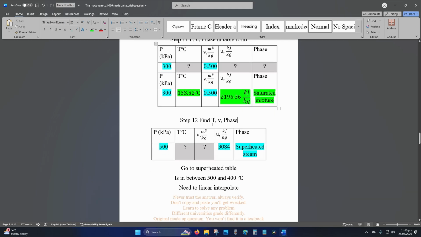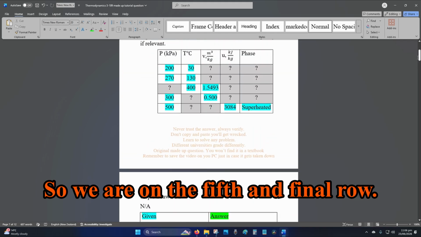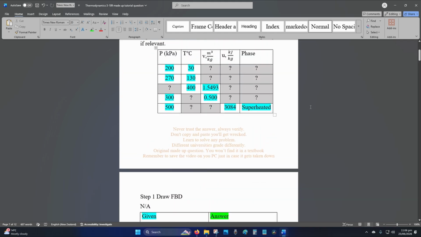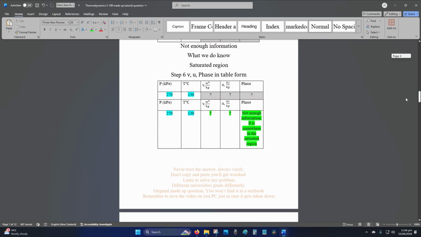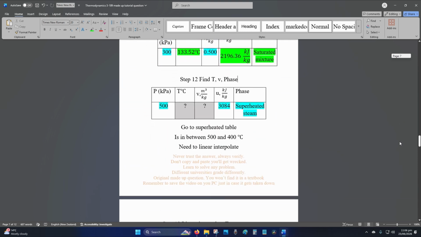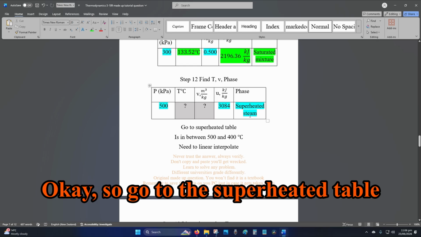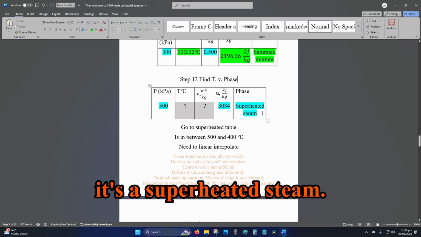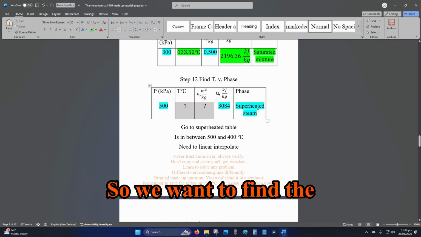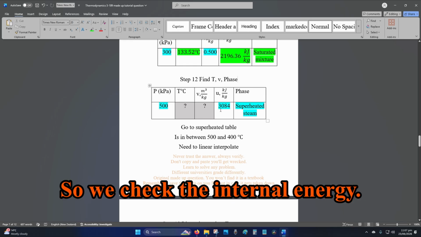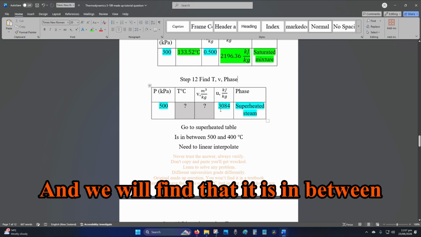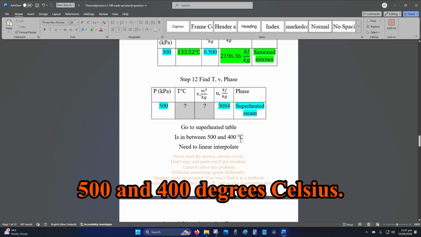Okay, step 12. So we are on the 5th and final row. Alright, so 500 kPa, and we've got internal energy. Okay, so go to the superheated table because it's stated that it's a superheated steam. So we want to find the temperature and the specific volume. So we check the internal energy, and we will find that it is in between 500 and 400 degrees Celsius.